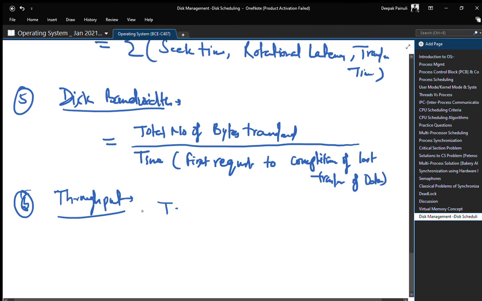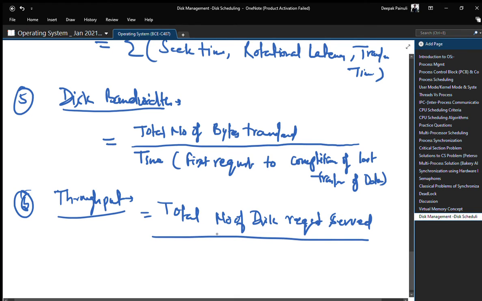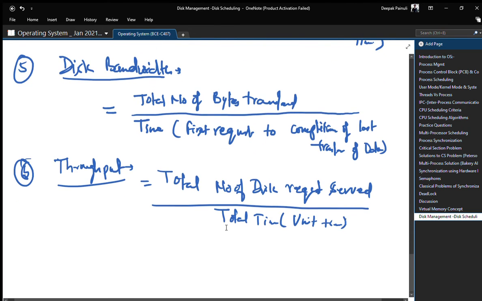Throughput will be equal to the total number of disk requests served upon total unit time. How many total disk requests have been served per unit time, that is called the throughput of that particular disk, right? It should be maximum.